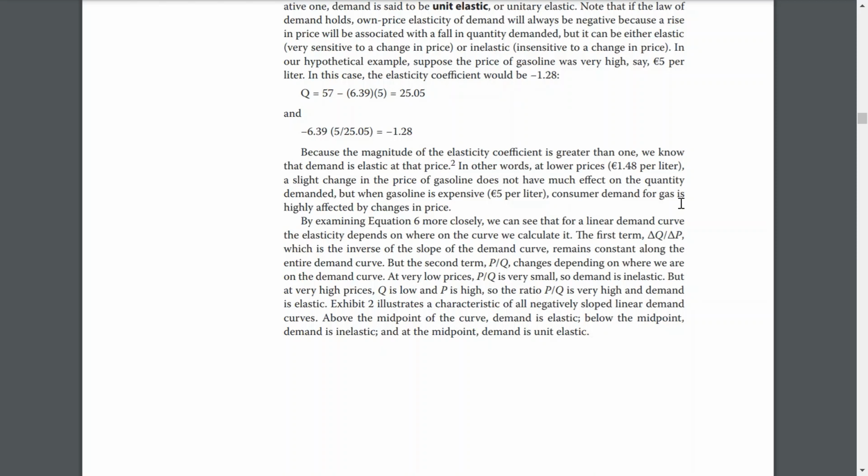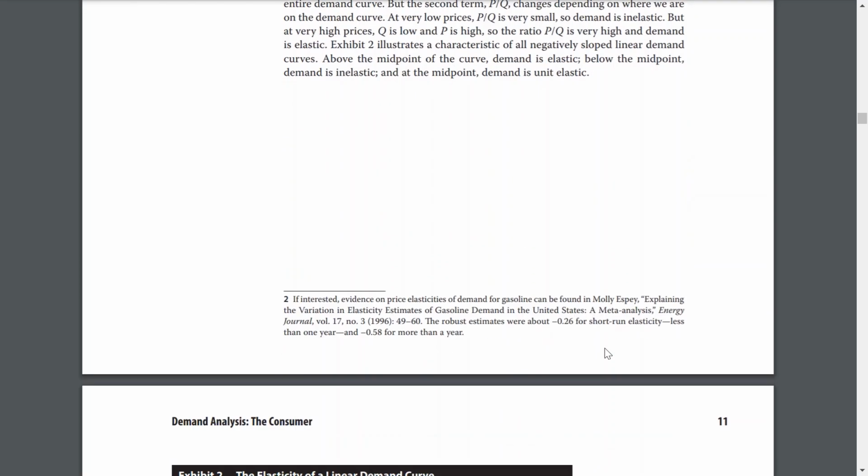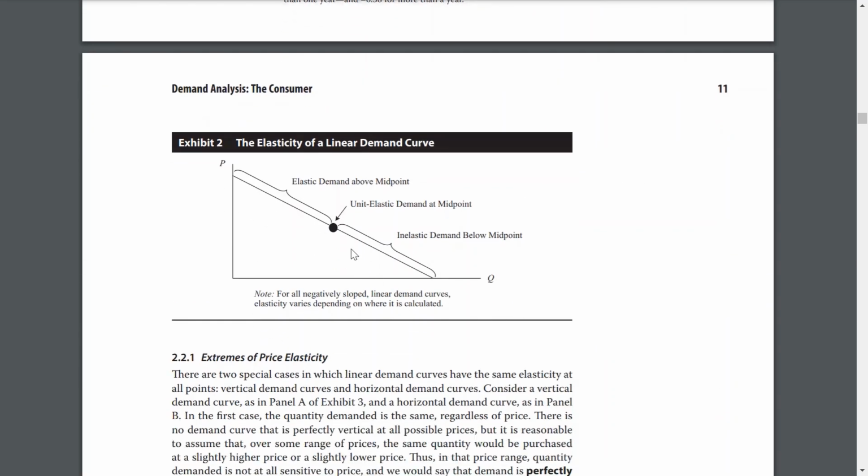Exhibit 2 illustrates a characteristic of negatively sloped linear demand curves. Above the midpoint of the curve, demand is elastic, below the midpoint, demand is inelastic, and at the midpoint demand is unit elastic. So this is looking at the sections of the linear demand curve and seeing which point is elastic or unit elastic. Unit elastic means a 1% increase in price leads to a 1% decrease in quantity demanded.